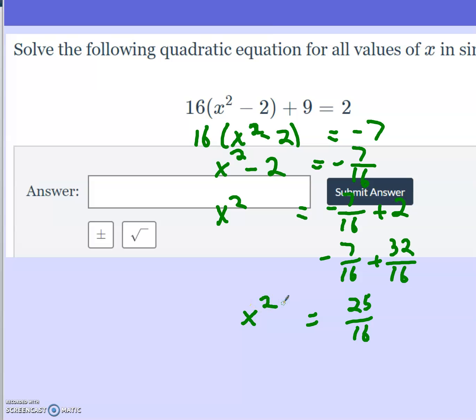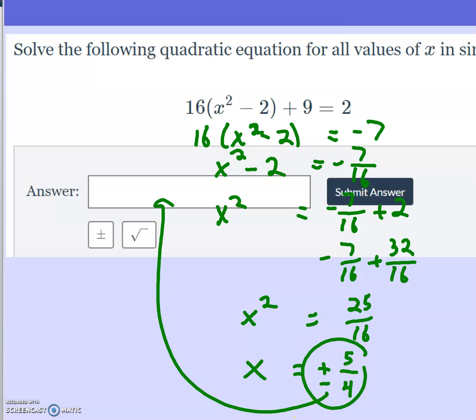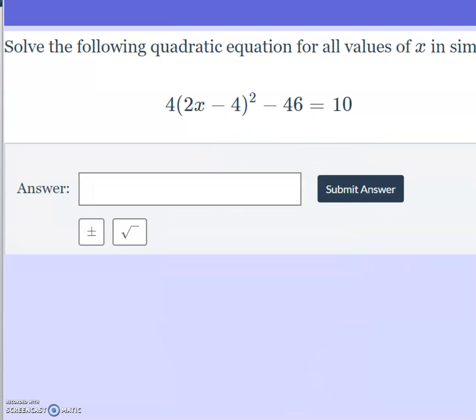So now to undo the squaring, I'll square root. And this has turned out kind of nice here because when I square root this side, I just get x. And notice that both 25 and 16 are perfect squares. So the square root of 25 is 5, the square root of 16 is 4, and of course, there's plus and minus there. So that's what we'll type in right there. Let's see if I've got one more I can do.